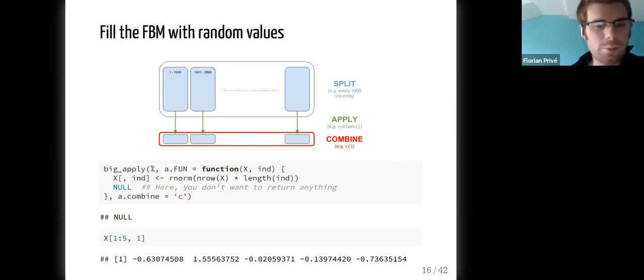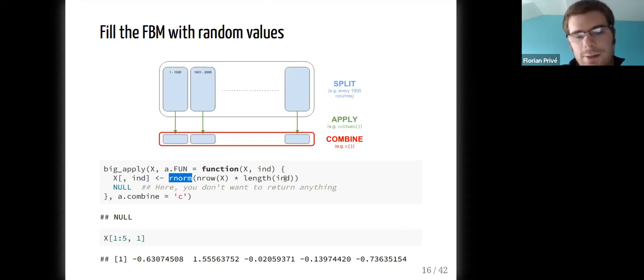For this function, you provide the FBM, and then you provide some function that takes the FBM and some vector of indices that correspond to the subset of columns you want to use. So here, for each block, you want to generate some random values corresponding to the size, so the number of rows times the length of this vector of indices. You put that in the corresponding columns.